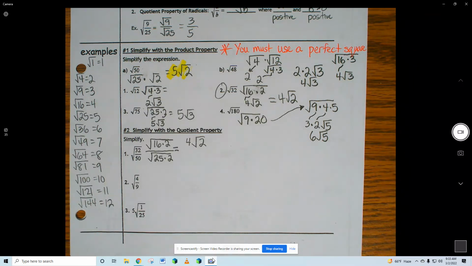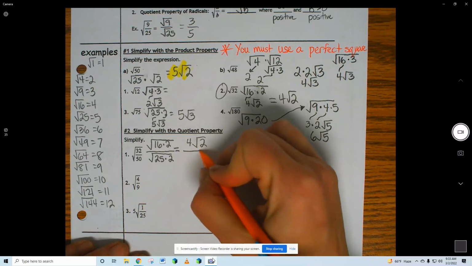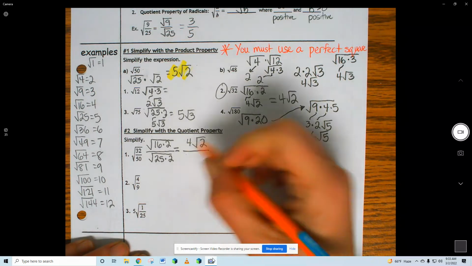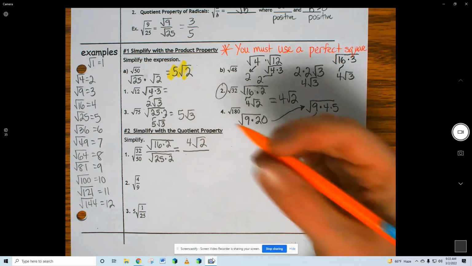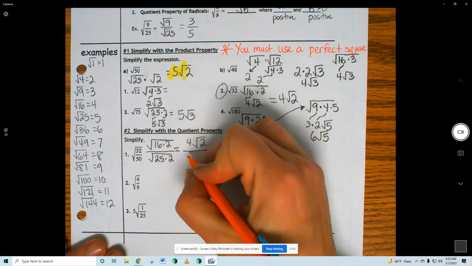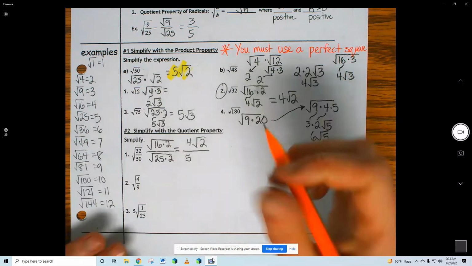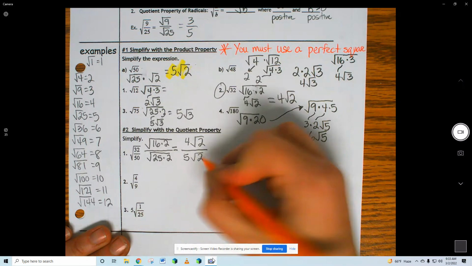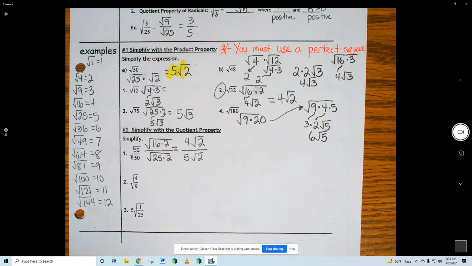What's 50? Which one of them is a perfect square? Is it 25 or is it 2? Is anybody going to help her? She's just going to do all this herself. 25 comes out as? What do I do with the root 2? Okay. So far, so good.